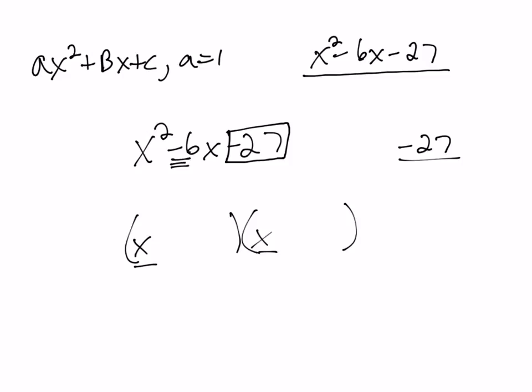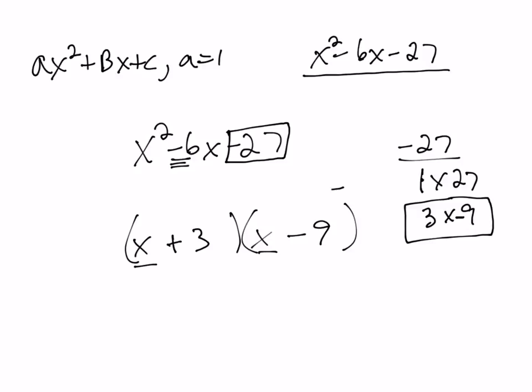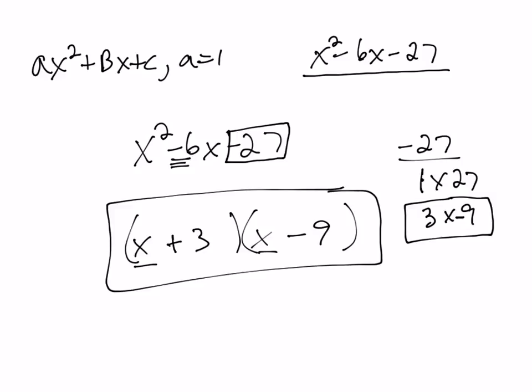that adds up to negative 6? Well, the factors of 27 are 1 times 27 and 3 times 9. Now, we can make these factors positive or negative to get us negative 27. So if we say positive 3 and negative 9, that'll multiply to negative 27 and add up to negative 6. Then we just take those two numbers and drop them in. And that is it. Let's look at another example.